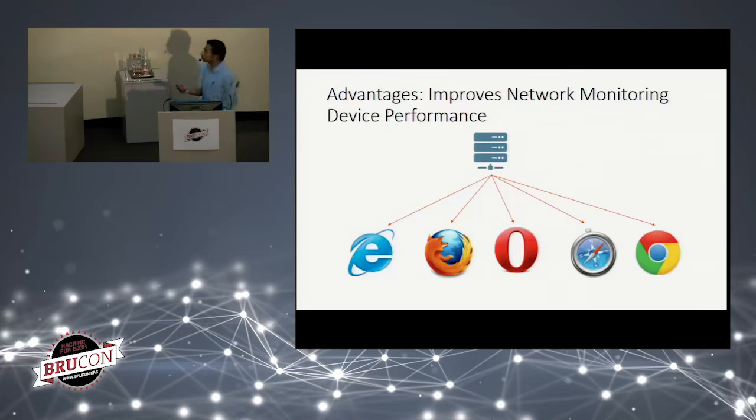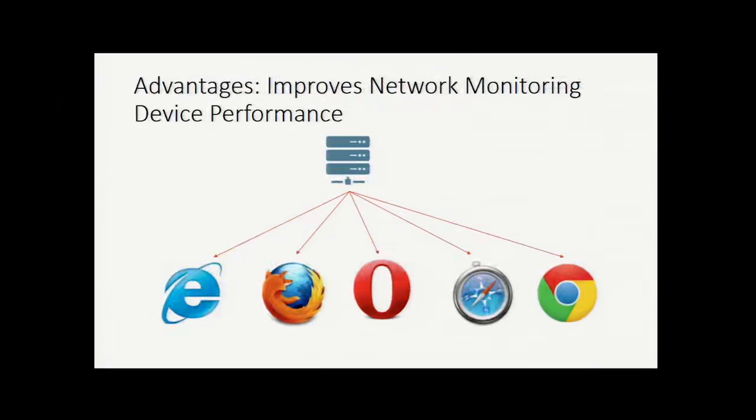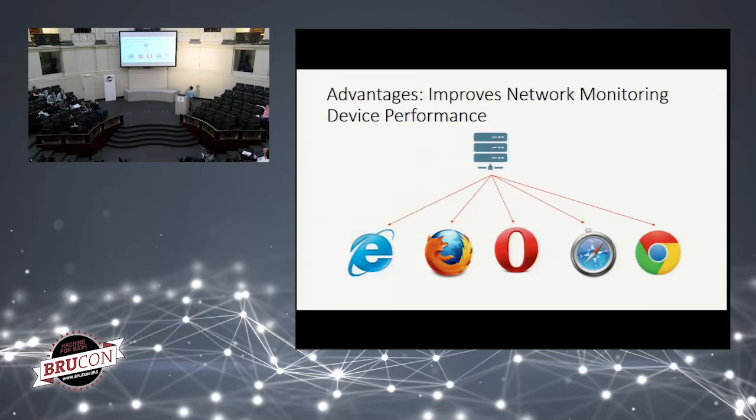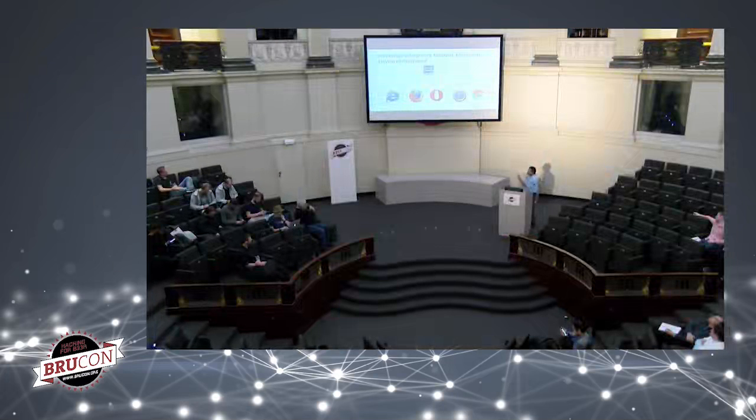It also improves network monitoring device performance significantly, because it distributes the entire load to the different browsers. In a normal IDS or IPS, it checks whether any web page has malicious content by looking for various tokens in the web page. But here, we are simply injecting a tiny piece of code in the IPS device, and the rest of the work is left to the browser. The browser does the main work of identifying whether it is malicious in nature or not. So it significantly improves network monitoring device performance.